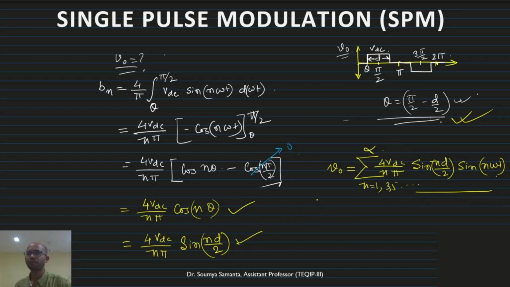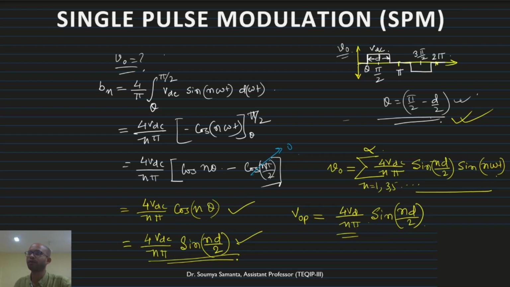Now if we talk about the V output peak value, what is it? That will be 4 VDC by n pi, multiplied by sine of n d by 2. Previously, for the square wave, the peak value was 4 VDC by n pi. Now for pulse width modulation, or single pulse modulation, one factor is introduced, that is sine of n d by 2.